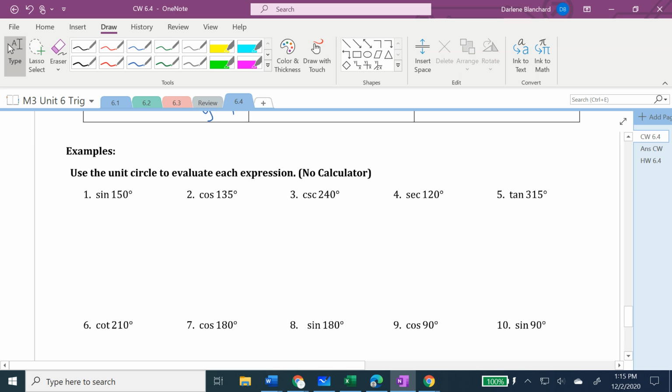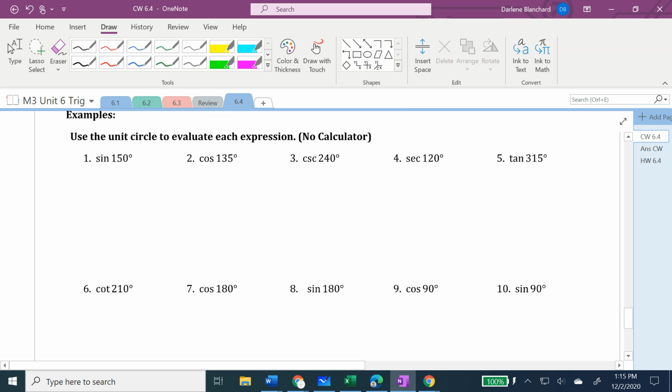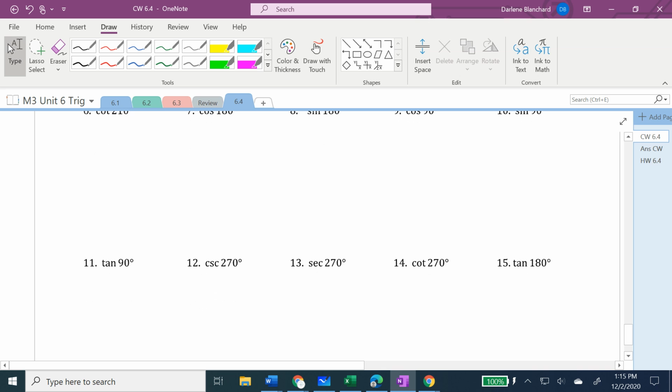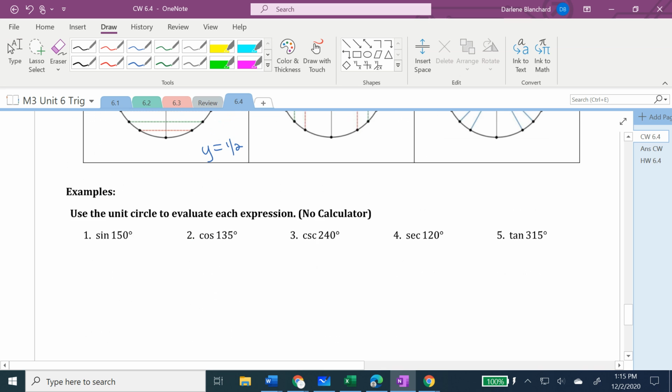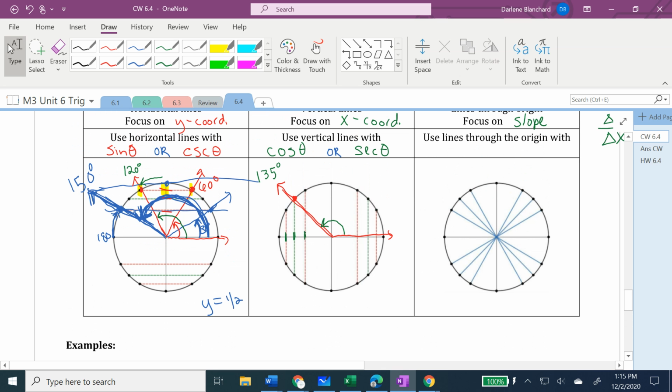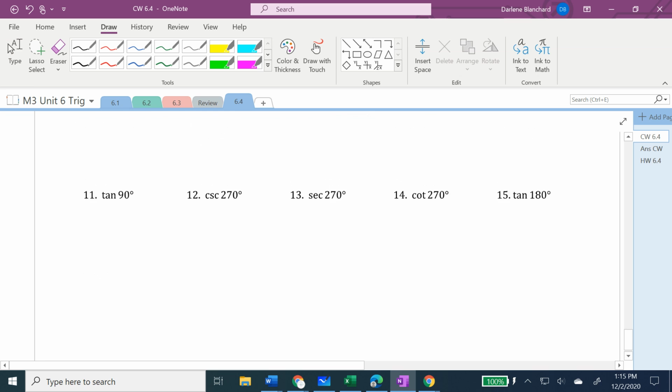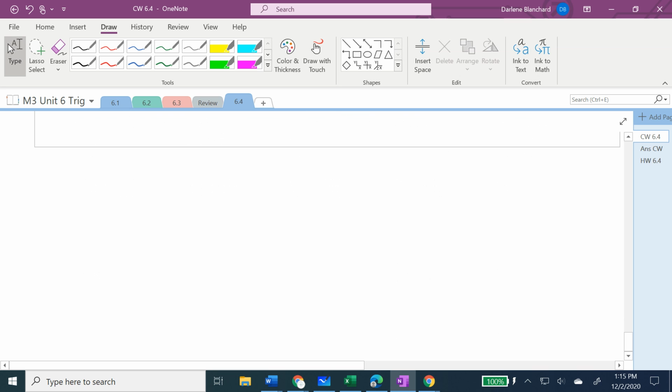So here we go. Oh, we just did 150. Let's do something else. We did 135. Perhaps I need to make some other examples, because we just did too many of those. I've been sticking to sine too long. Let me go with cosine.